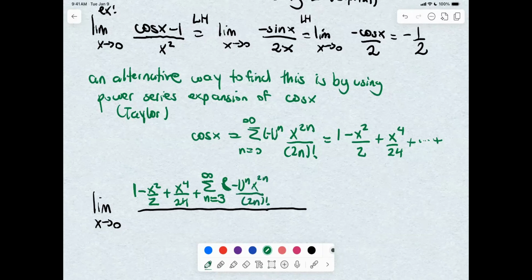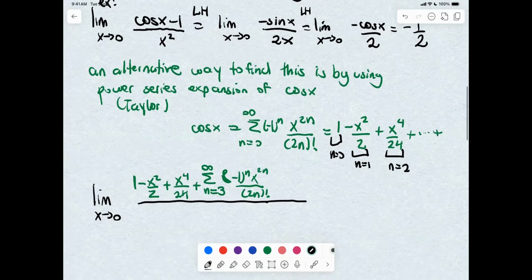So here I evaluated, so this was actually, I can be more precise here. This was n equals 0. This is what you get if you put n equals 1, and this is what you get if you put n equals 2. So the remaining terms in the series start at n equals 3 because I did the first three evaluations explicitly. So that is what you have instead of cosine of x now. You're subtracting 1 from it. And then you are dividing by x squared.